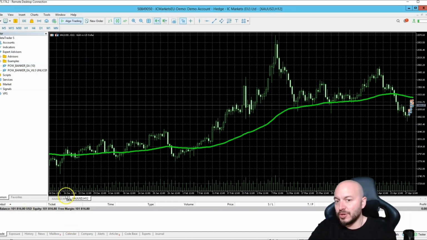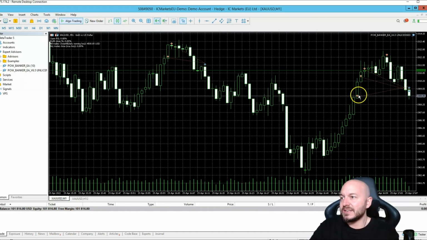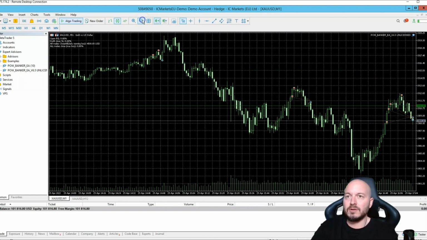And ultimately, if we look on the 1 minute chart, we will see how these entries stack. So ultimately, we're only looking for sells. And I'll explain why we're only looking for sells.